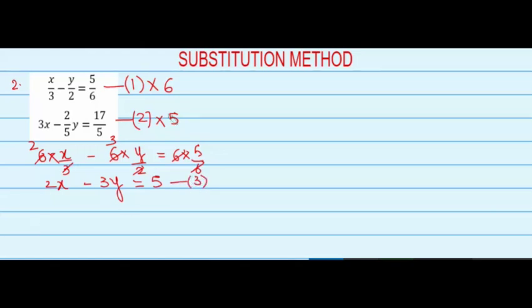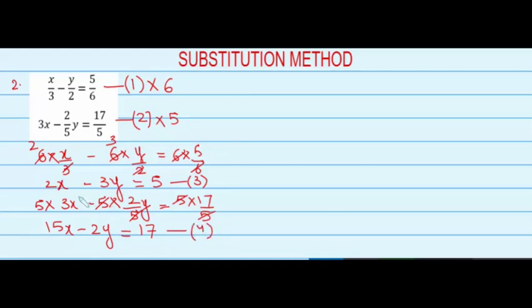Similarly, in the second equation we multiply by 5, so 5 times 3x, then 5 times 2 over 5y, then 5 times 17 over 5. So the 5 cancels here, and similarly here. So we get 15x minus 2y is equal to 17, right? Say this is equation number 4. So we have two equations, 2x minus 3y is equal to 5, and the second one is 15x minus 2y is equal to 17. As we are using the substitution method, we take any equation.